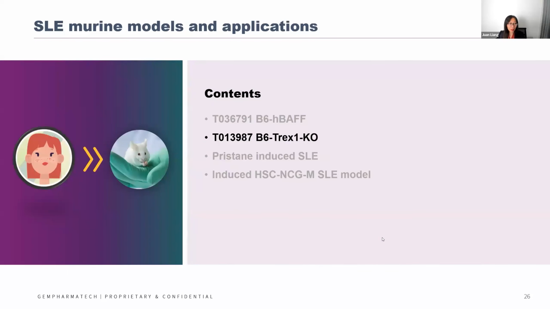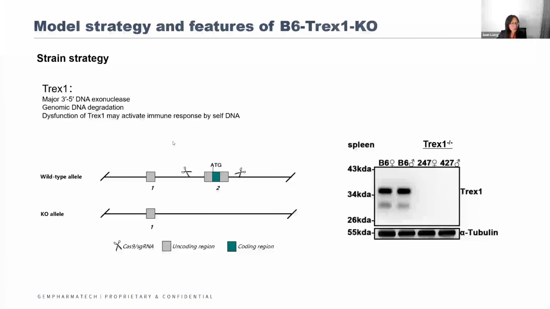The second SLE mouse model is the B6 TREX1-KO mice. TREX1 is a DNA exonuclease. It plays important functions in genomic DNA degradation. Dysfunction of TREX1 may activate an immune response by self-DNA. We generated the TREX1-KO mice by removing the exon of this gene. We confirmed the knockout of the protein by Western blot.